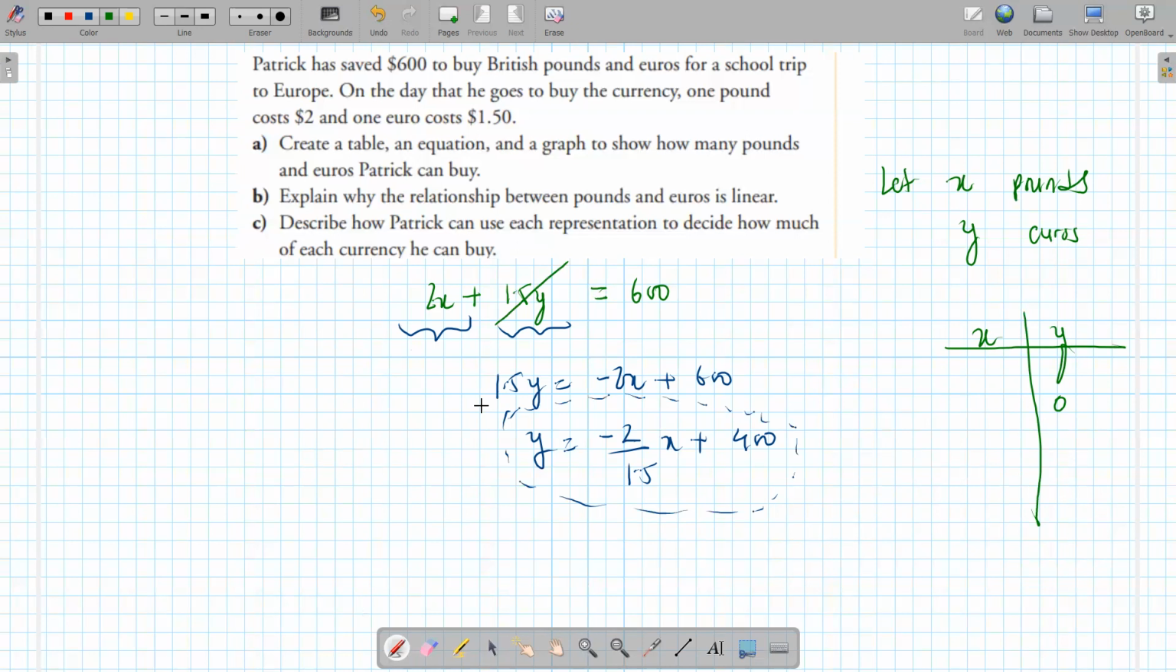It's 300, right? So that's going to be our x-intercept. Similarly, for the y-intercept, our x value is going to be 0. So this is going to be 0. 600 divided by 1.5 is 400, okay? Like that.